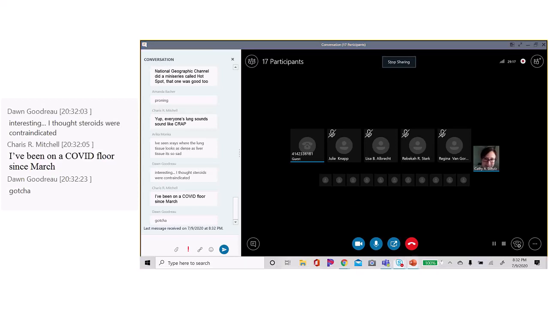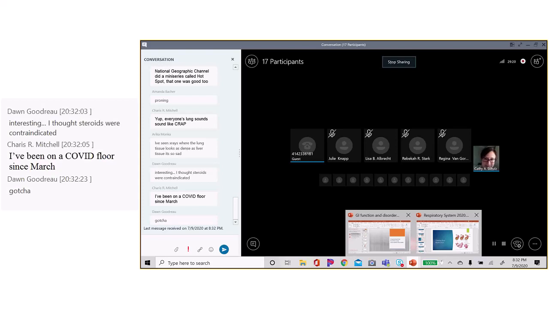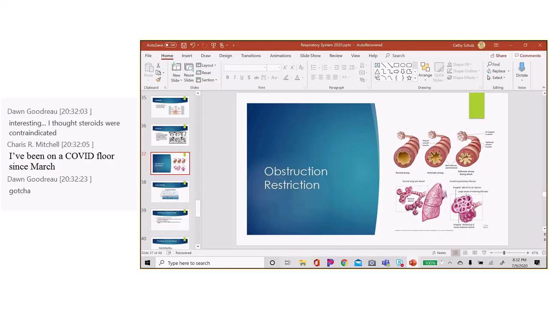Yes, I know a lot of people have had to work on COVID floors. I have not, but I feel bad for patients who have major cancer surgeries and can't have their family with them. I can't imagine how horrible that is.